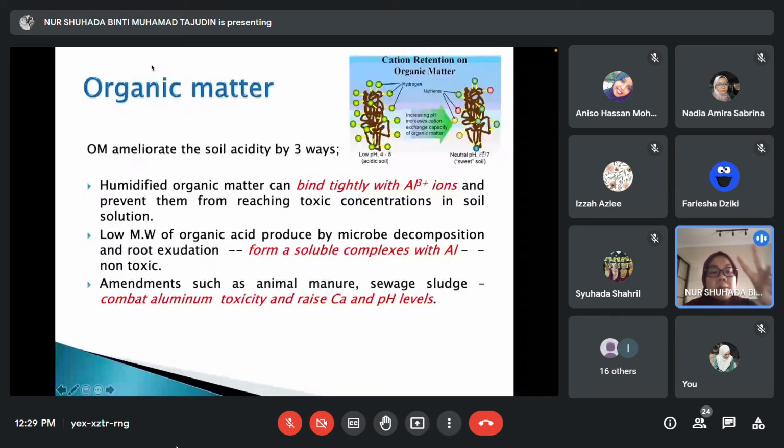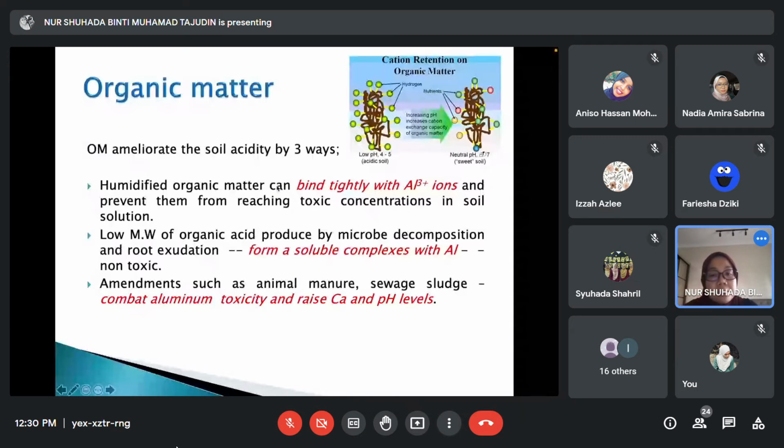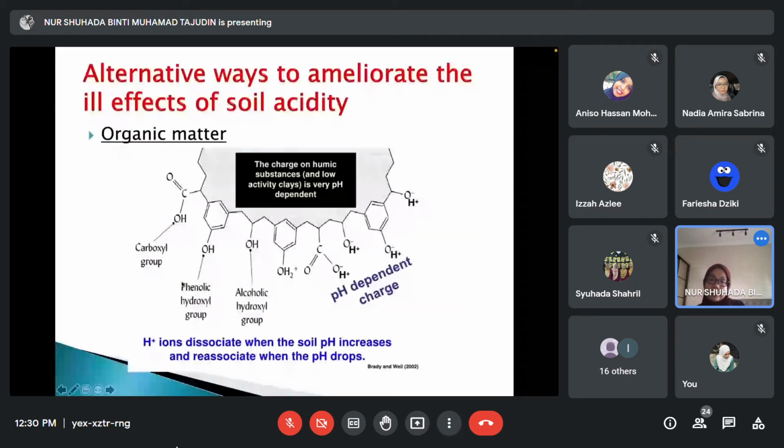Okay, number two is that low molecular weight organic acids can be produced by microbe decompositions, and it will form soluble complexes with aluminium. Okay, so when it forms a soluble complexes with aluminium, macam saya cakap, dia bonded. Okay, so it's non-toxic. Okay, sebab dekat dalam organic matter ni, dia ada banyak functional groups. If you see here, there is a lot of functional groups, and sometimes there is also cations attached to the organic matter site. So that can form a soluble complexes with aluminium.